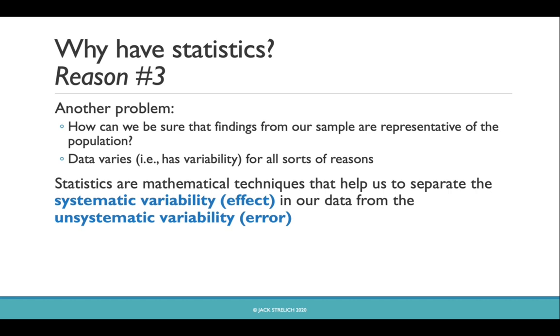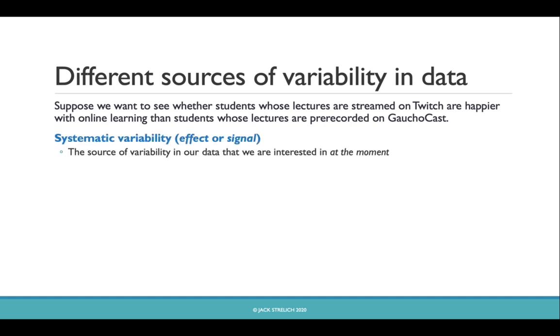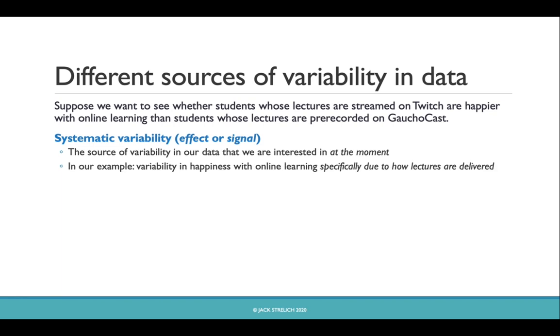I want to talk more about these types of variability in more depth because they're super important. So suppose we want to see whether students whose lectures are streamed on Twitch are happier with online learning than students whose lectures are pre-recorded on GadgetCast, the old-fashioned way. So keep that example in mind. Systematic variability, also called effect or signal, is the source of variability in our data that we're interested in at the moment. So in this example, our systematic variability is the variability in happiness with online learning that is specifically due to how the lectures are delivered.